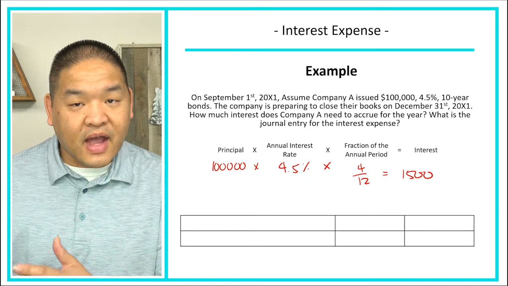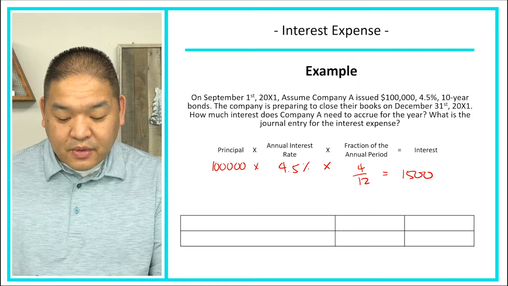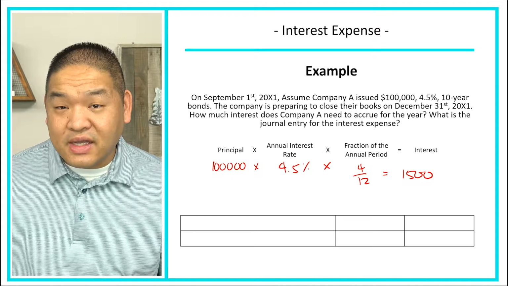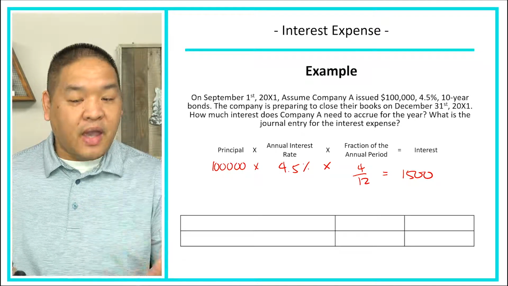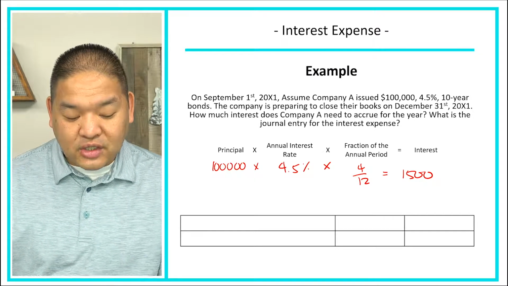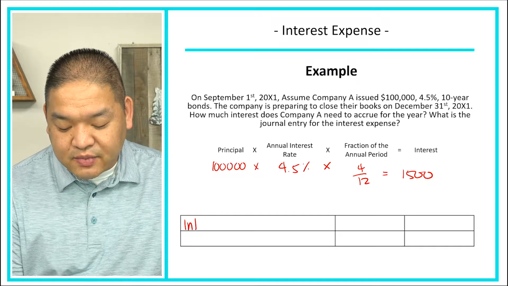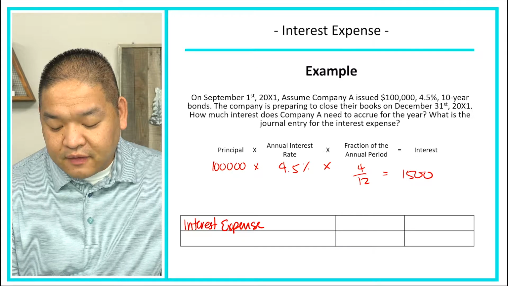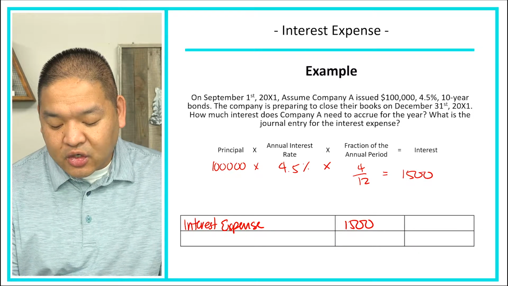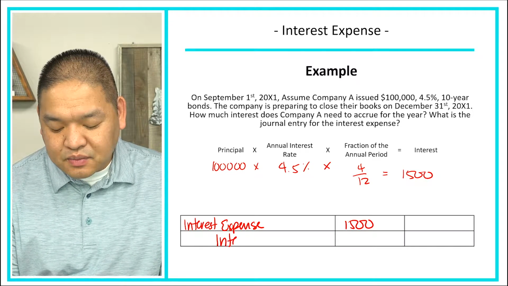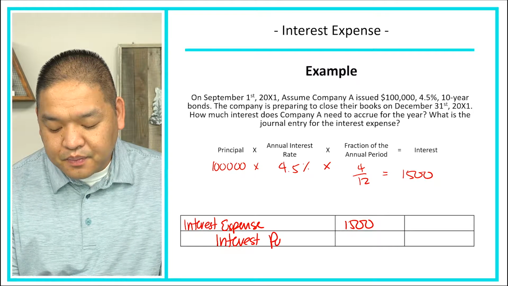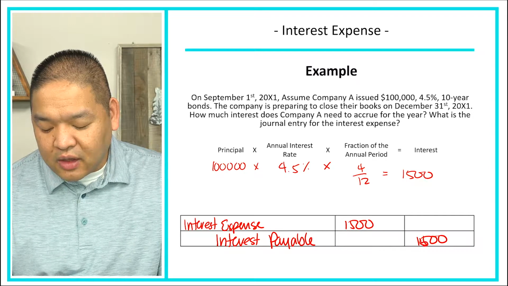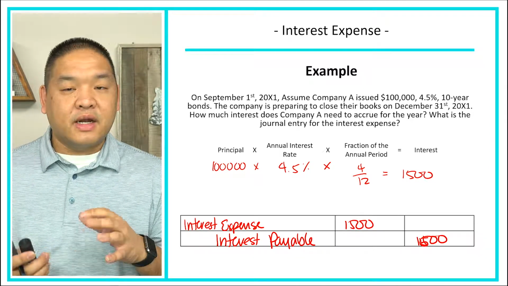Now that we've got that completed, we know that at the end of the period, it doesn't say anything about paying. It just says to accrue the interest. So we're going to assume that we haven't paid. The journal entry associated with this is we're going to debit interest expense for $1,500, and we're going to credit interest payable for $1,500.